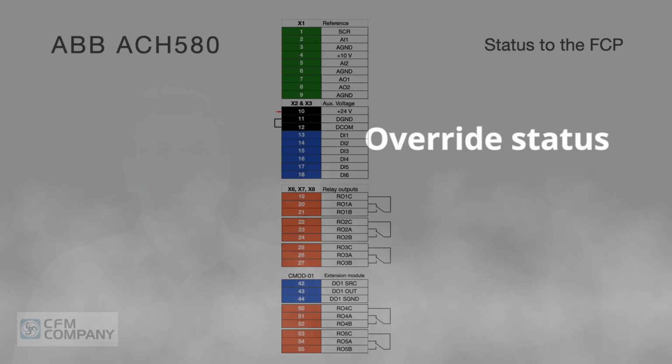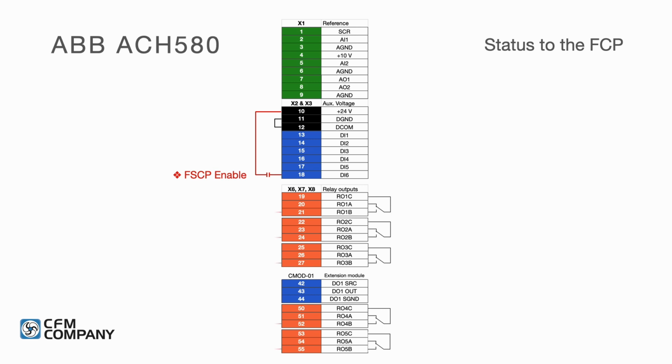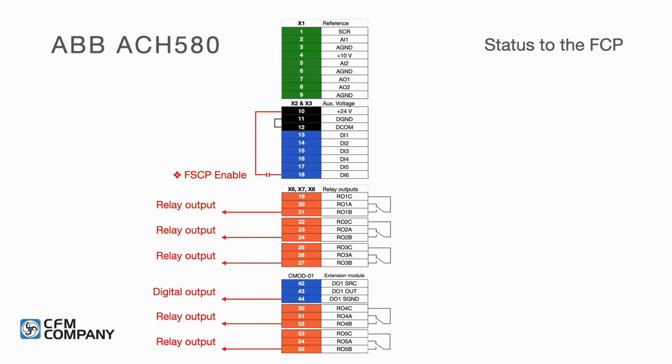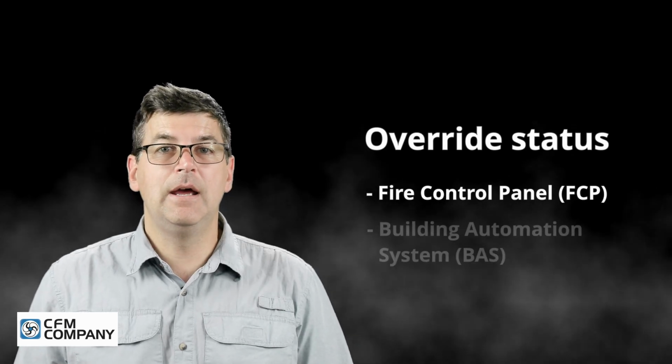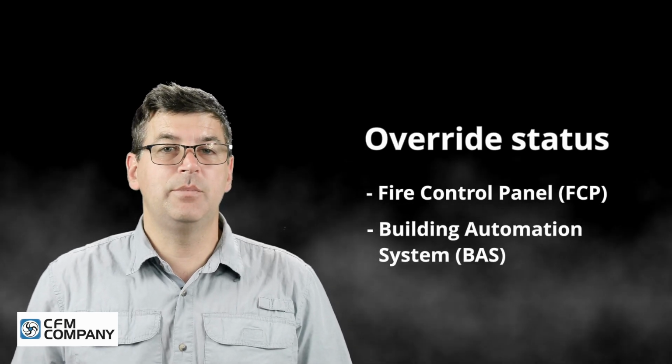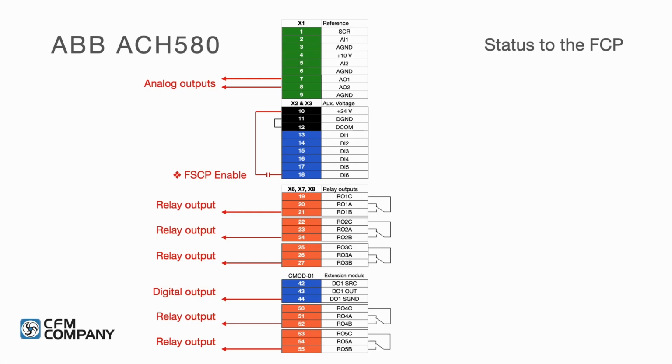During override operation, the ACH580 controls its relay outputs, digital outputs, and analog outputs in order to communicate its status to the Fire Control Panel, FCP, and to the Building Automation System, BAS. The relay outputs can be programmed for different functions to meet the status requirements of the local fire authority.